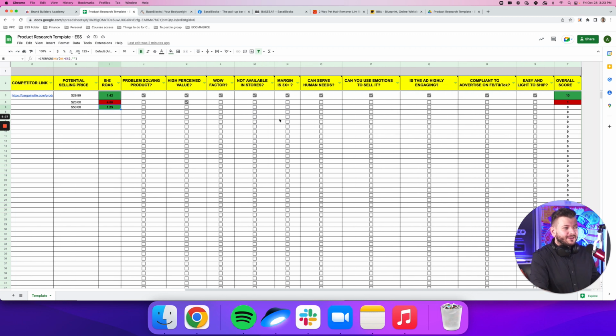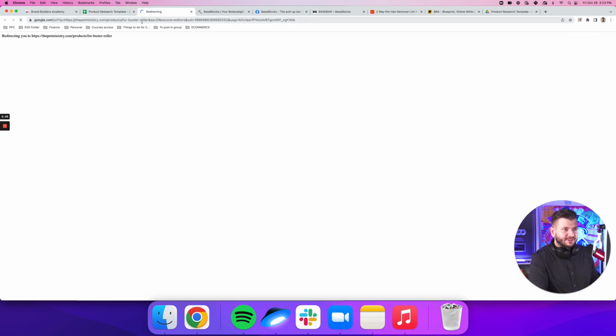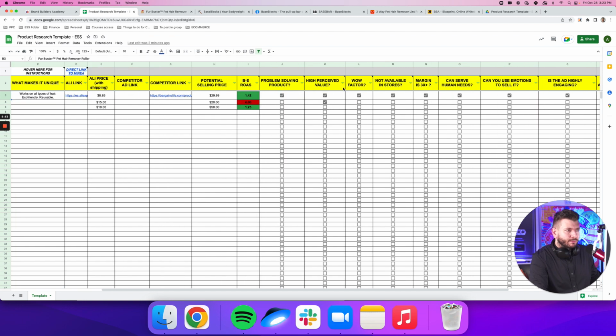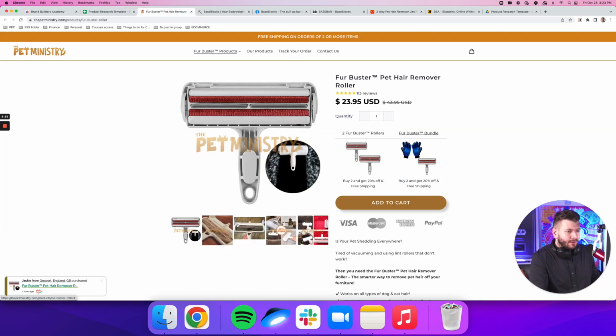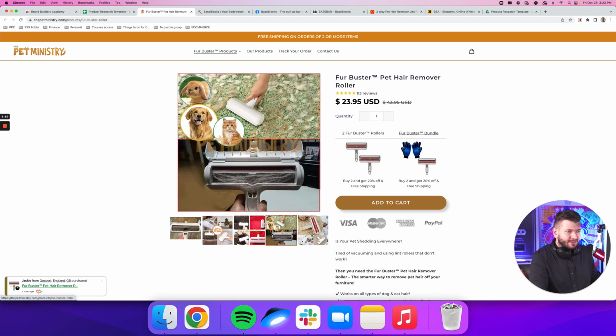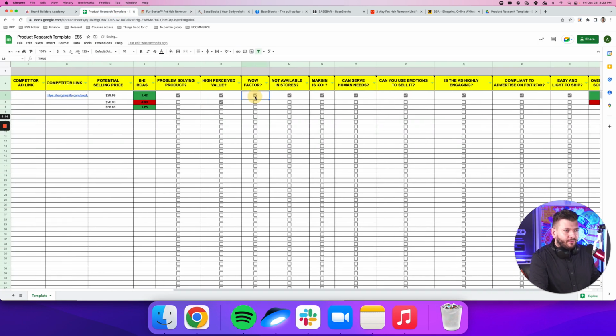So we created the ranking system here that you can use to rank products, based on the ratio. For example, if we rate this product here, we'll just use this as an example. Does it solve a problem? Yes, it solves a problem. Is it high perceived value? It's pretty high perceived value. It's cleaning up the mess, and maybe you will have fewer allergies if you use this product. Is this a wow factor? Yes, in a way it's a wow factor.